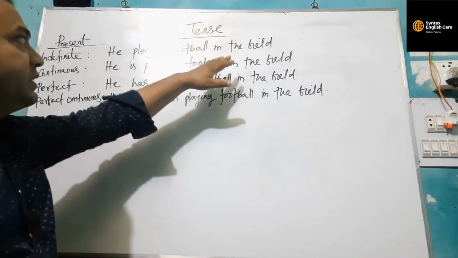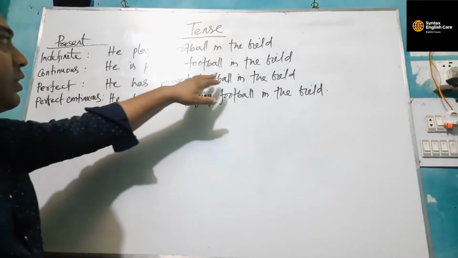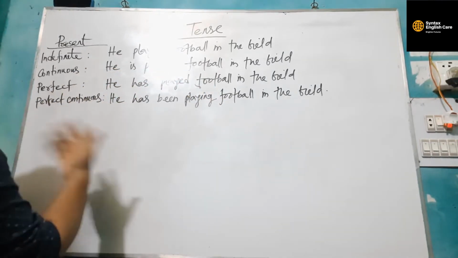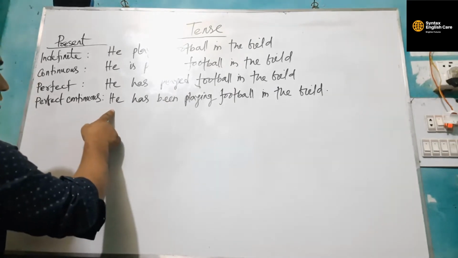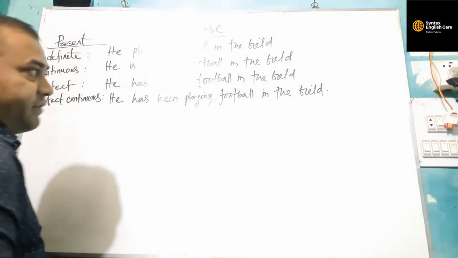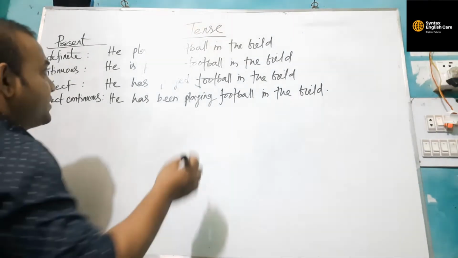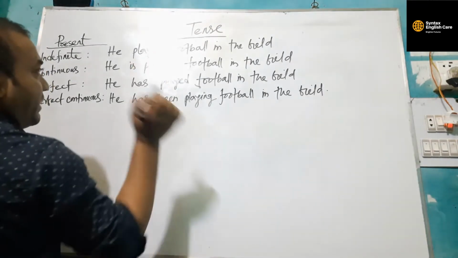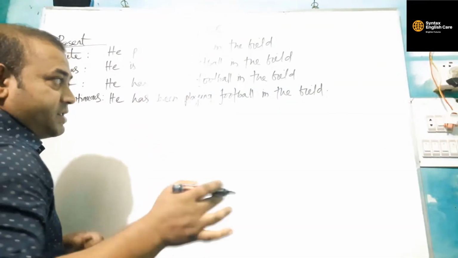He plays football in the field, and in case of continuous, he is playing football in the field, and in case of perfect, he has played football in the field, and finally perfect continuous, he has been playing football in the field. Okay, so here I used the verb in different forms. Basically the main verb is play, and its different forms are used here.